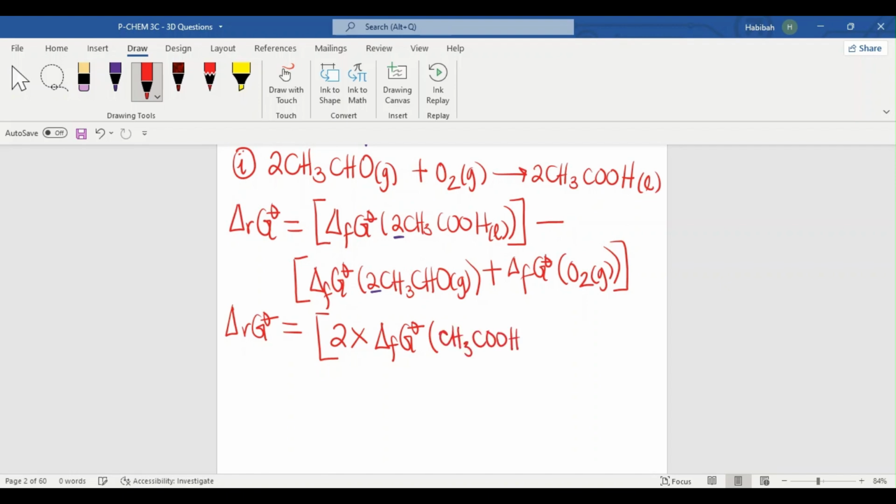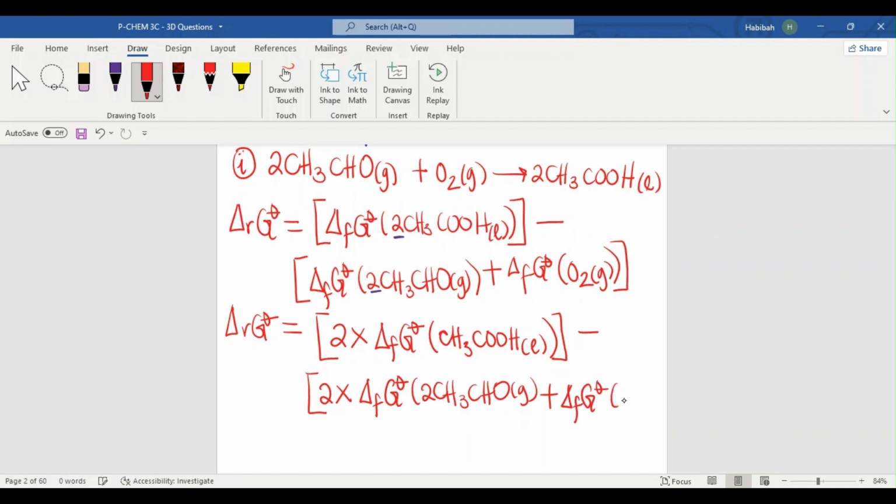But I like to do it step by step so everyone is on the same page and there is no confusion. So I'm going to do the same thing here: 2 times the Gibbs energy of formation of this compound, 2CH3CHO gas, plus this one has no coefficient, it is 1, so no biggie, that will be O2 gas. That's basically what's supposed to be done. Now we can start to substitute.